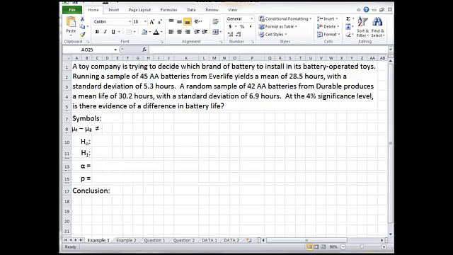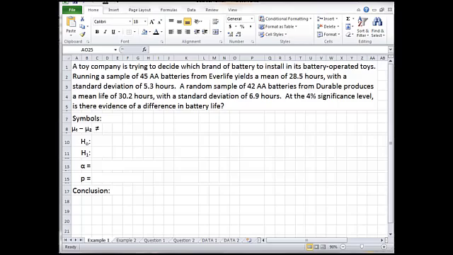So there's a couple of things that lead us to know that we're not dealing with a matched pair sample here. First of all, there's no way the items can relate to each other in each sample. We have one company's batteries in one sample and a different company's batteries in the other sample. And another big indicator that this is definitely not matched pairs is the fact that the samples are different sizes. Remember, with independent samples that's possible, with matched pairs that's not. So if you ever see different sample sizes, Everlife we have a sample of 45, Durabil we have a sample of 42, there is no way this can be a matched pair question.